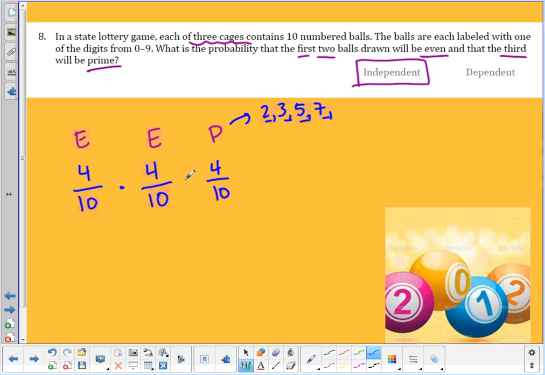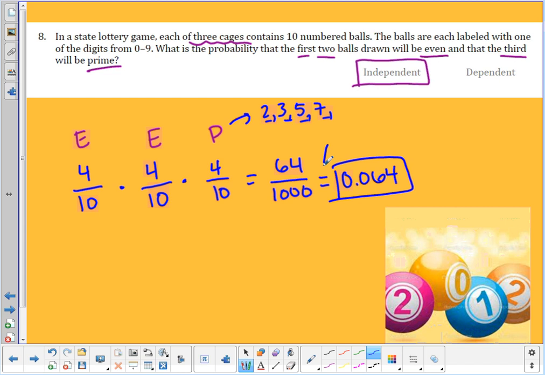So now when I multiply those together, 4 times 4 is 16, and 16 times 4 is 64. And then 10 times 10 times 10 gives me 1,000. So 64 out of 1,000, this is going to be equal to 0.064. And this is an equal sign because no rounding.